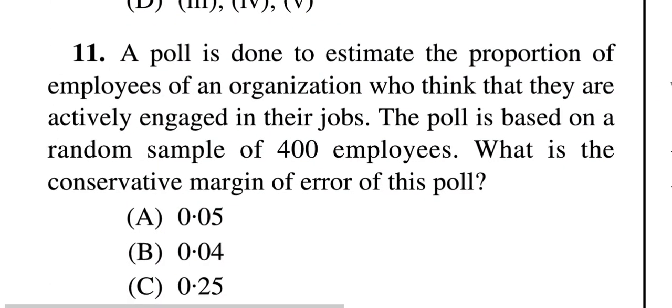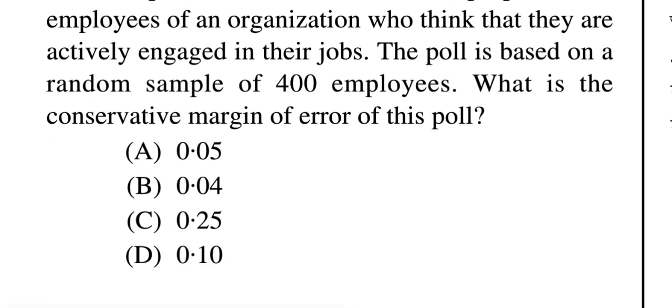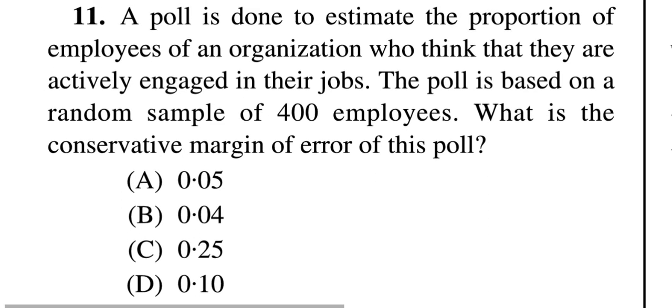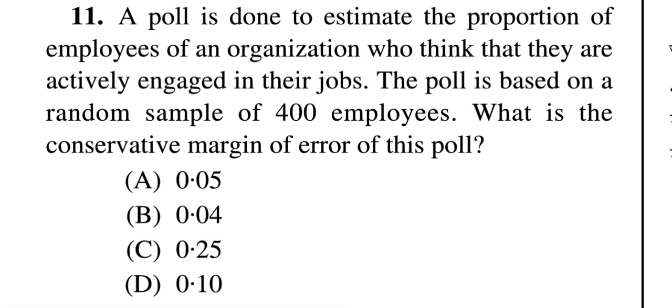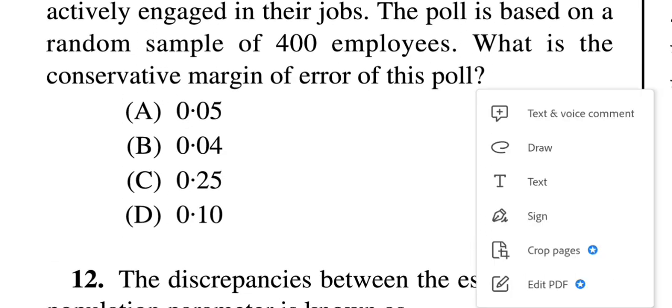Next, it says a poll is done to estimate the proportion of employees of an organization who think that they are actively engaged in their jobs. The poll is based on a random sample of 400 employees. What is the conservative margin of error of this poll? 0.05, 0.04, 0.25, 0.10. So here you have to do a little bit of mathematical equation. Okay, so correct answer of this question will be number B, that is 0.04.